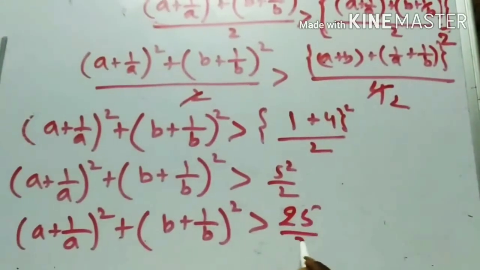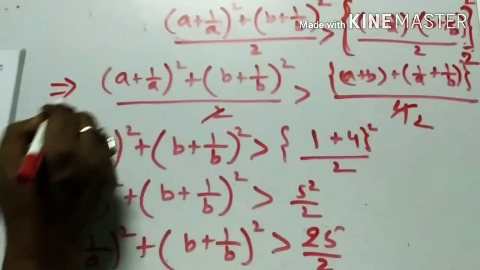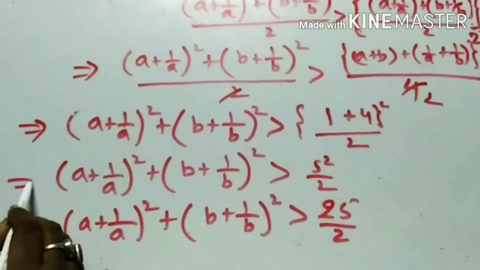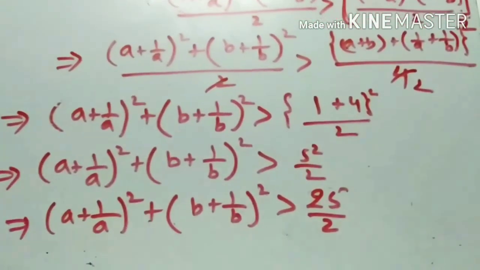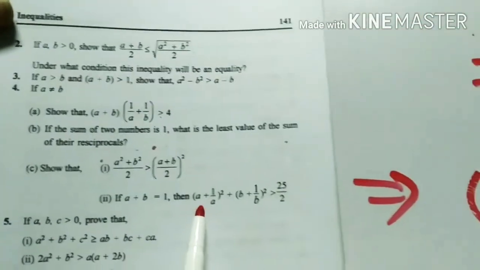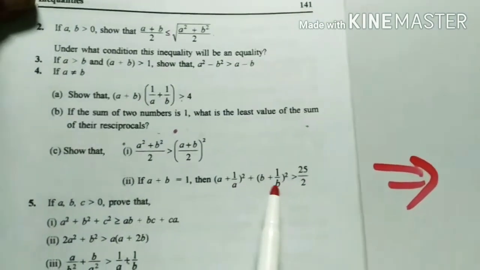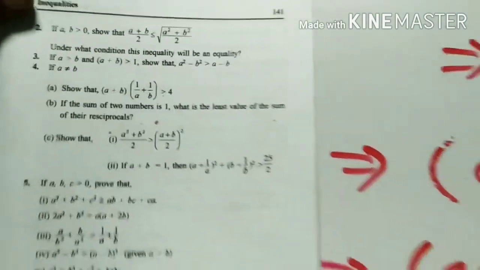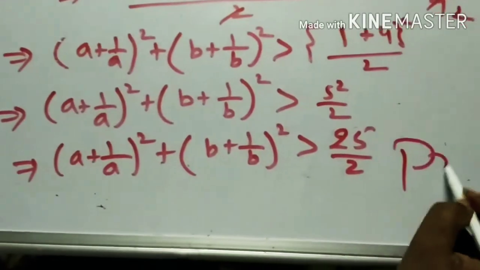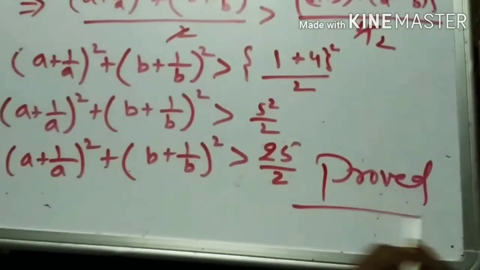See, I have proved it. (a + 1/a)² + (b + 1/b)² is greater than 25/2, which I have proved. This is proved.